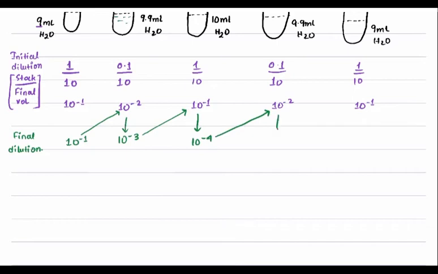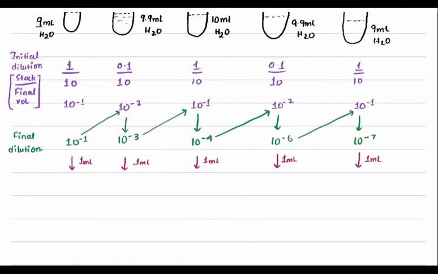Again, for the fourth one, 10 to the power minus 6, and finally 10 to the power minus 7. Right? So now you have the final dilutions calculated. So next, you take 1 mL from each of the dilutions that you make.